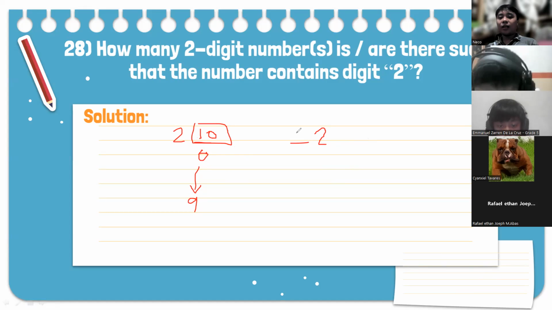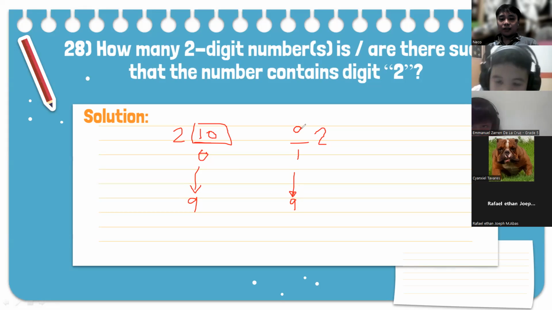And how many are there? Of course, this cannot be 0, so we have 1 to 9, right? So we only have 9 here. But 9 plus 10 is 19. Remember that we have 22, right?